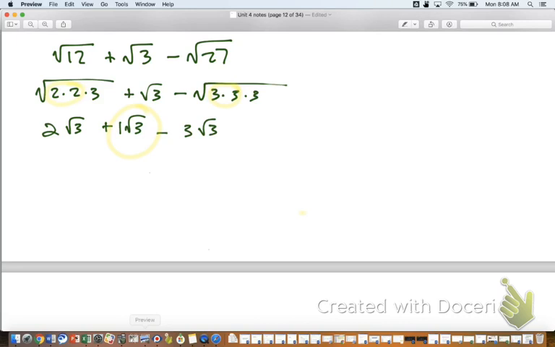So 2 root 3 plus 1 root 3 minus 3 root 3. They're all root 3's, aren't they? So they actually were like radicals. So 2 root 3 plus 1 root 3, you add the coefficients, you get 3 root 3 minus 3 root 3. 3 minus 3, again, we're adding the coefficients, you get 0 root 3. Now let's remember that 0 root 3 is really 0 times root 3, which is just 0. Does that make sense?